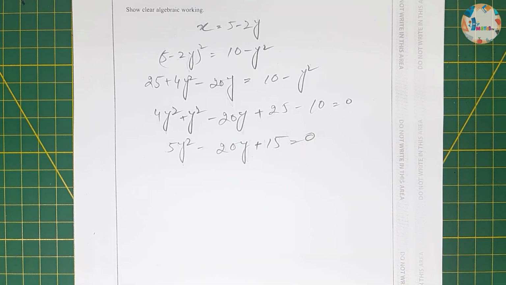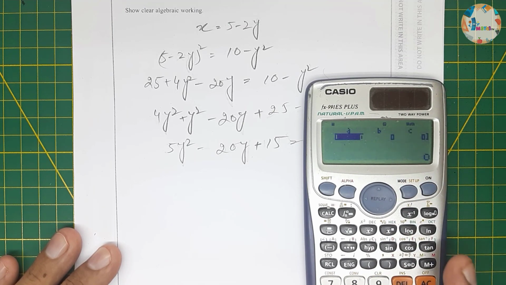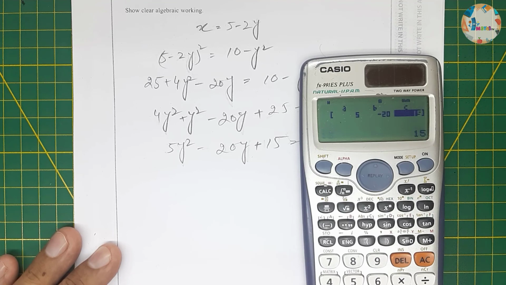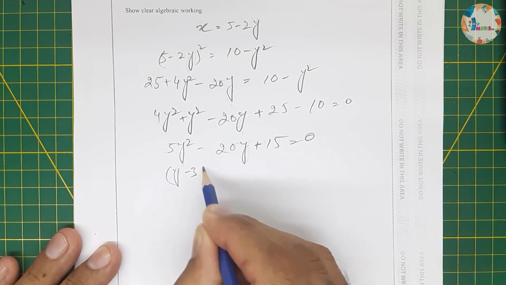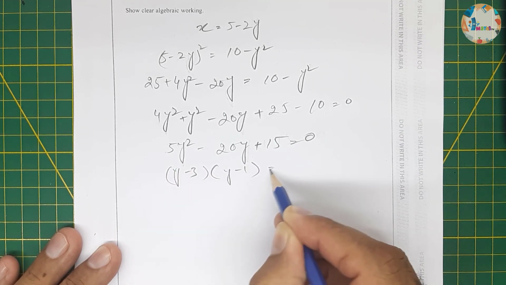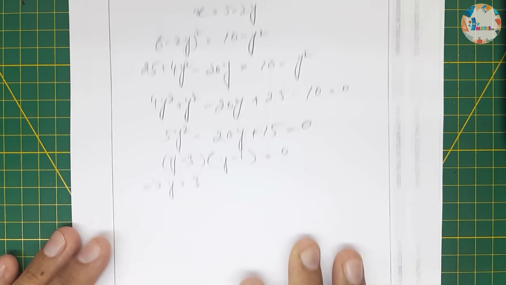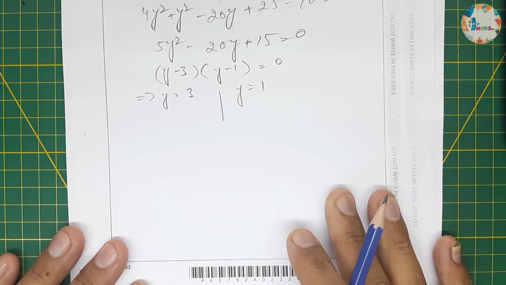Now this is a quadratic equation in terms of y, and we can solve this by factorization. Coefficient of y squared is 5, coefficient of y is minus 20, and the constant value is 15, and this will be giving us 3 and 1. So y minus 3 and y minus 1 is equal to 0. This implies y is equal to 3 or y is equal to 1.